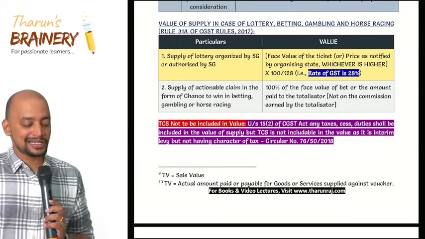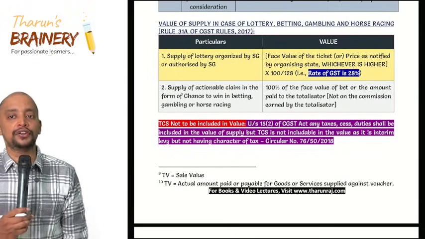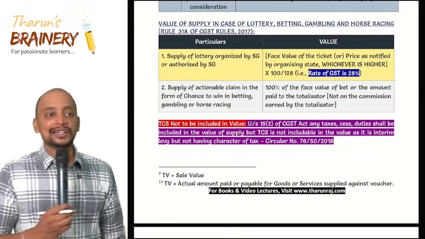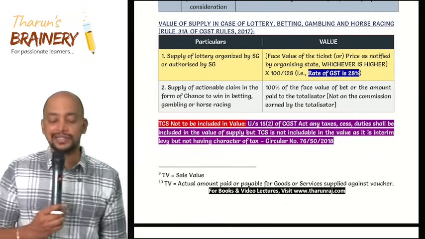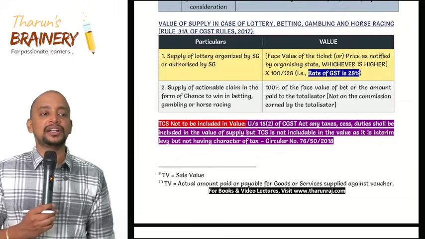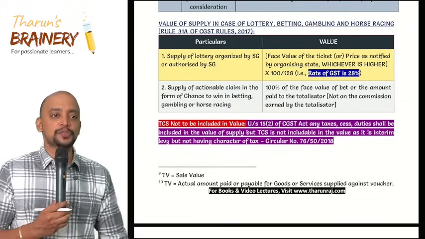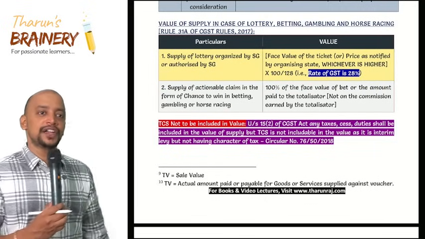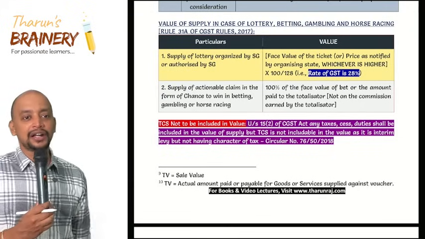So what does it say? If it is a lottery ticket, you see what is the face value of the lottery ticket or the price notified by the organizing state. Take whichever is higher. Why will the price notified by the organizing state change? Say for example, they printed lottery tickets, but that many tickets are not being sold because people in Kerala are having a lot of issues. Every year some issue or other will be coming. So they don't have money to buy the lottery ticket also.